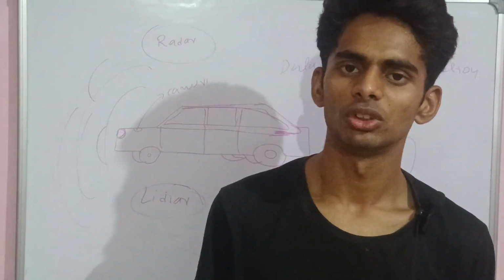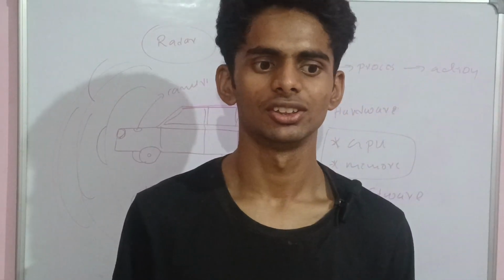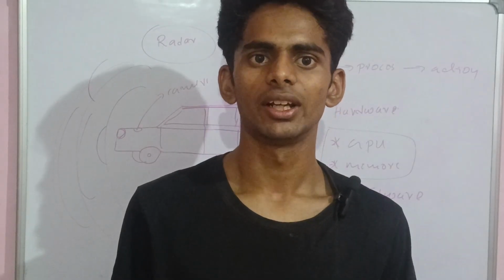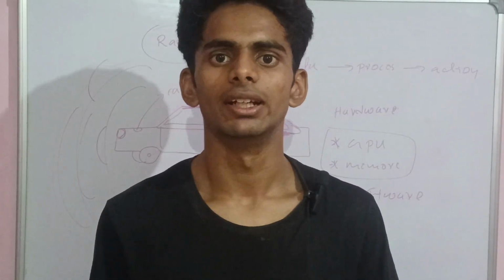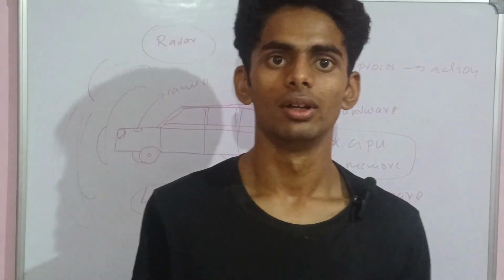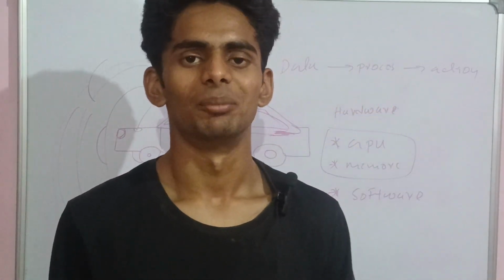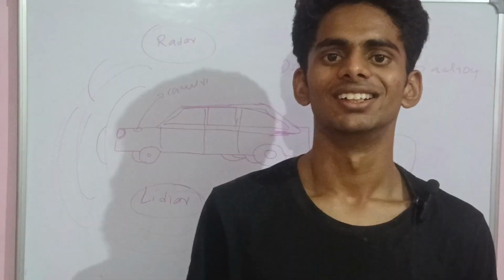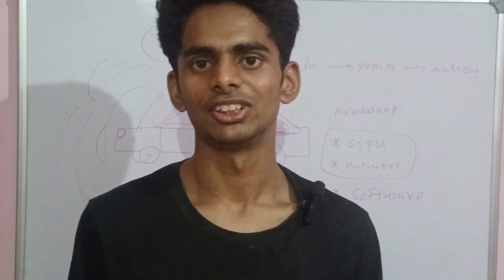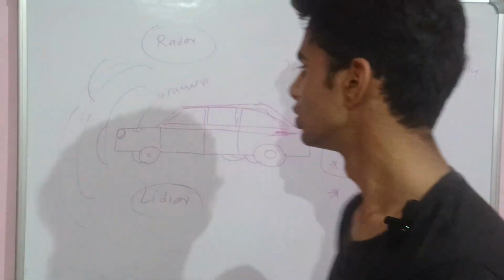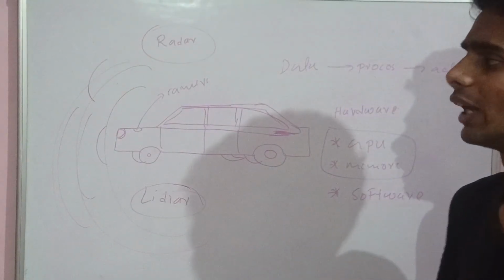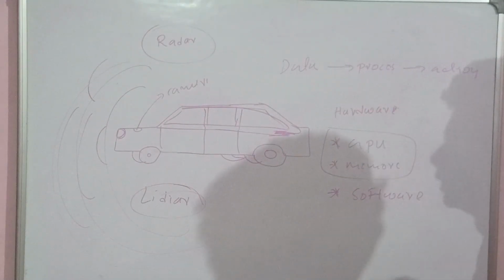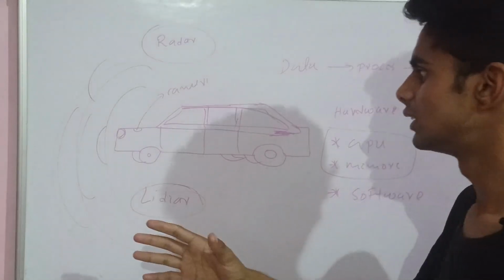When you're talking about the self-driving car, it has lots of computational power inside it, because it needs to make quick decisions and take quick action to protect the safety of the user and the driver. The self-driving car is the best example for it. Let's come to understand. Self-driving car is all about data, process, and action.